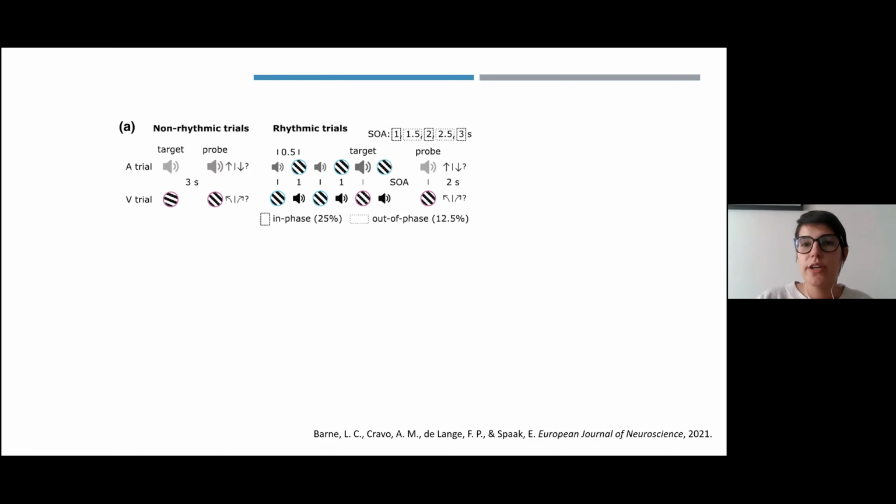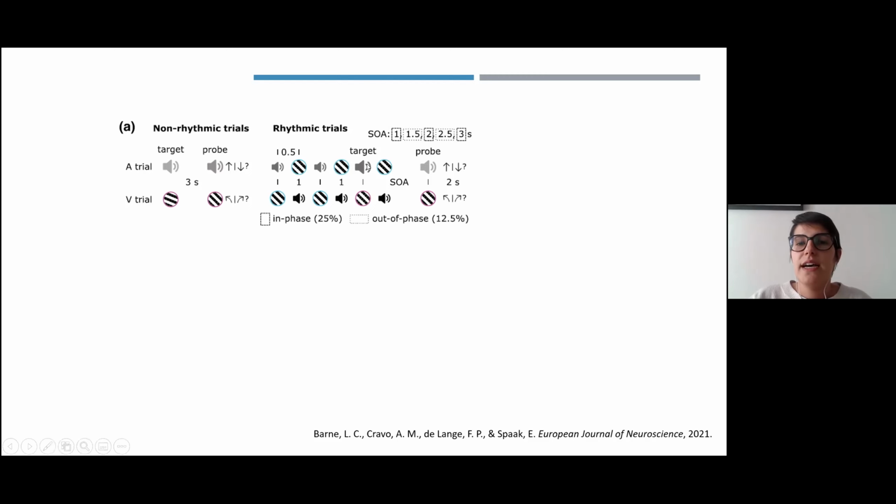And this marker was, in the auditory trial, a higher volume. In the visual trial, it was a different color of the annulus. And then people would have to wait for the probe to answer whether it was a higher or lower pitch, and whether it was a clockwise or counterclockwise Gabor patch.